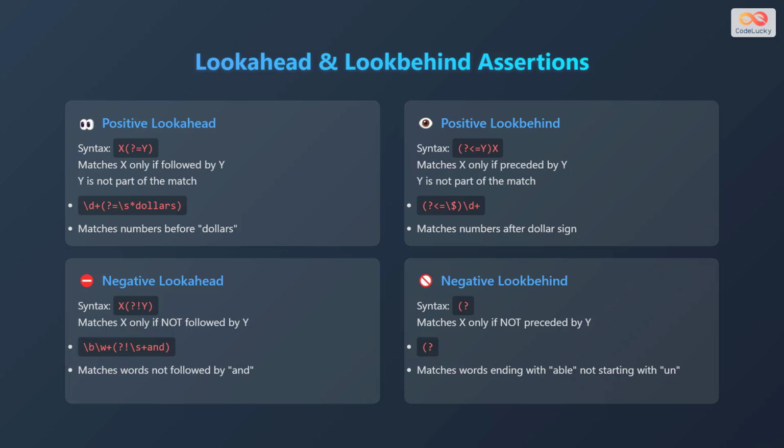Negative Lookbehind uses the syntax (?<!y)x. It matches x only if it is not preceded by y. For example, (?<!un)\w+able\b will match words ending with able that do not start with un.